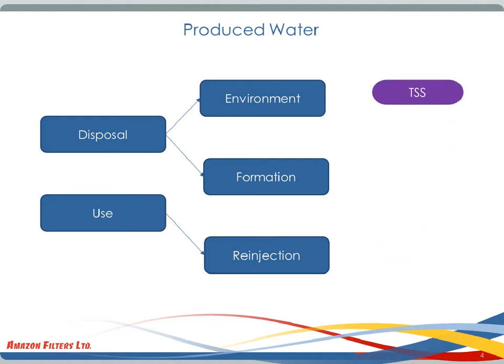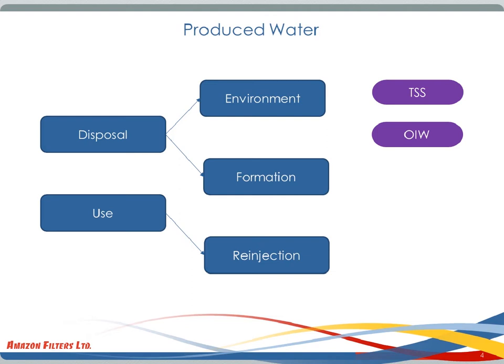The various substances that we need to take out of that water and parameters control include TSS, total suspended solids. That is the amount of solid contaminant, such as sand, that we actually have in that water. And we will also need to look at the particle size distribution, because particularly during reinjection, there may be requirements both to protect the reinjection equipment, such as pumps, and also in order to avoid plugging the formation.